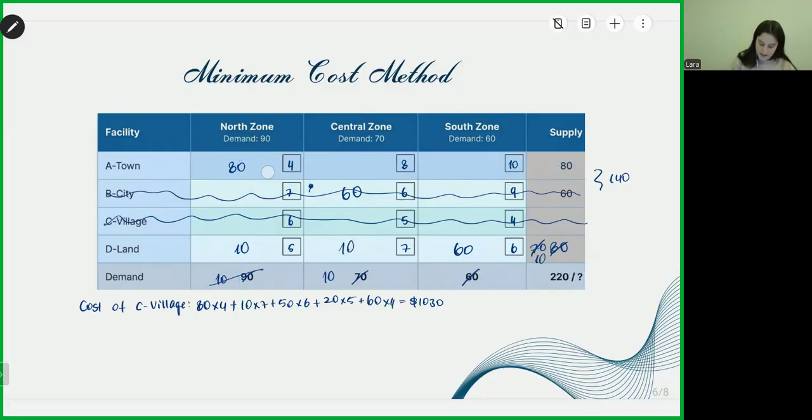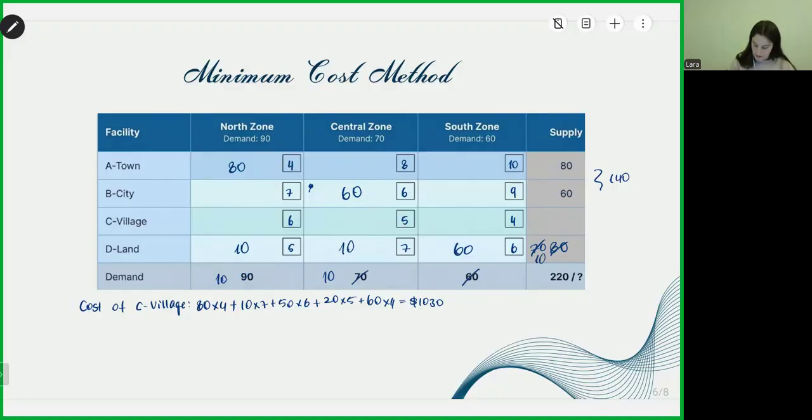Okay, so as you can see, if everything is equaling each other, then it means you did right. Okay, so cost of the land. So we're going to do the same things. 80 times 4 plus 10 times 5 plus 60 times 6 plus 10 times 7 plus 60 times 6. And this gives us 1,160.